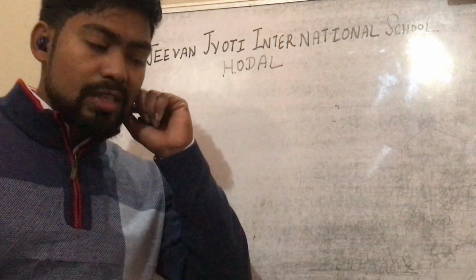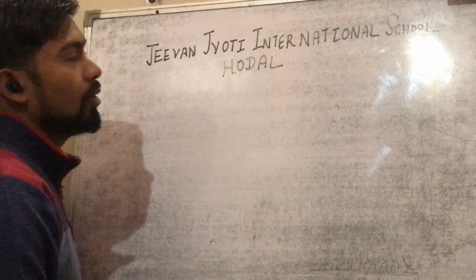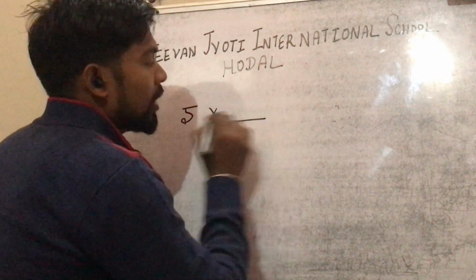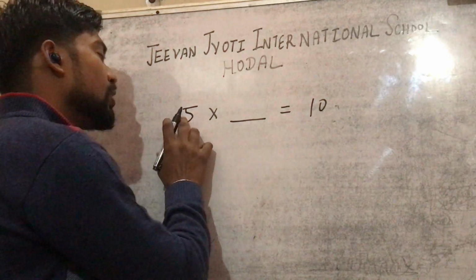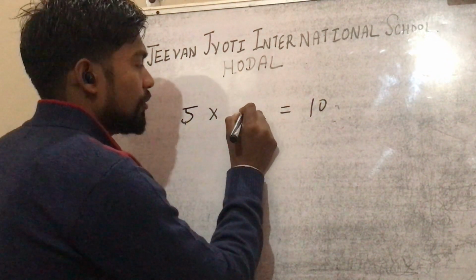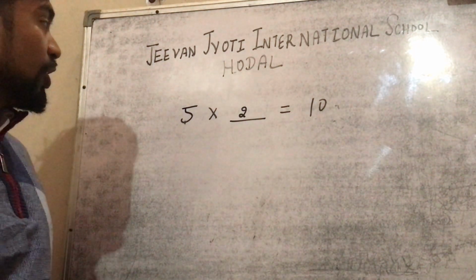In yesterday's class, we discussed some multiplication of one number by another number, like 5 multiplied by dash is equal to 10. So you just have to recall the multiplication tables and fill it in here, like 5 twos are 10. So you all know the multiplication part.